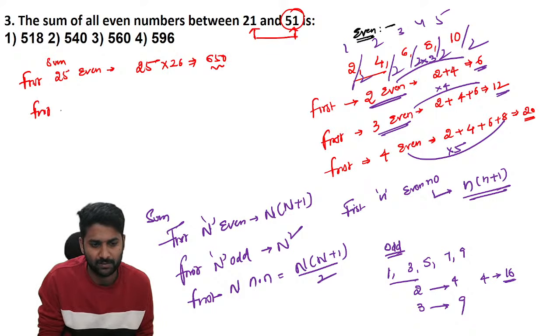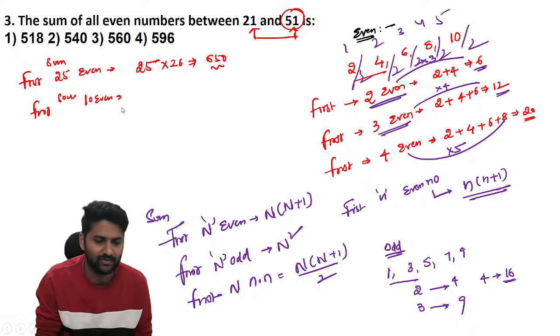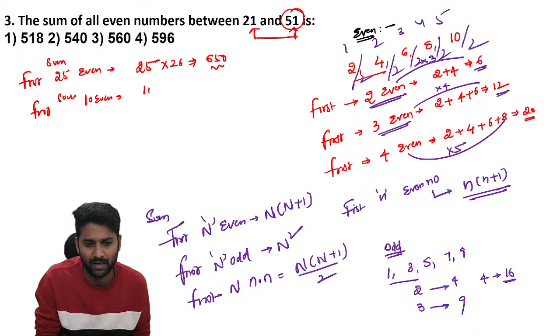In the same way, what is the sum of the first 20? Sorry, we have only 10 even numbers up to 21. What is the formula? 10 into 11, so the answer is 110. So if we take the difference, the result is 440.